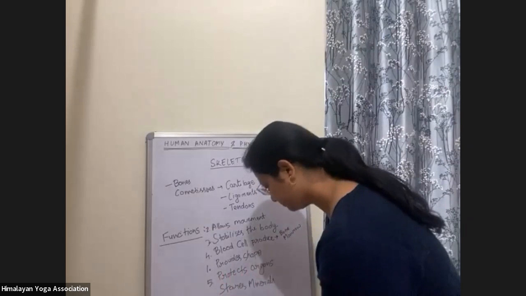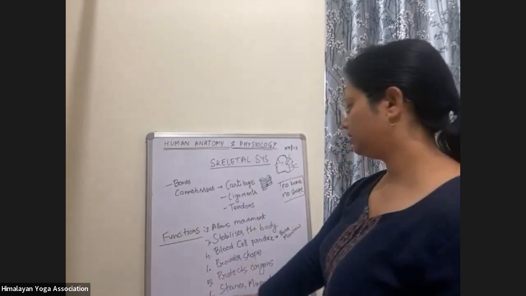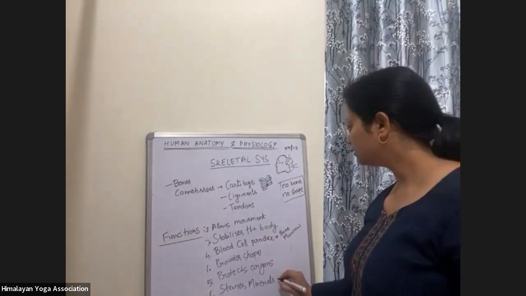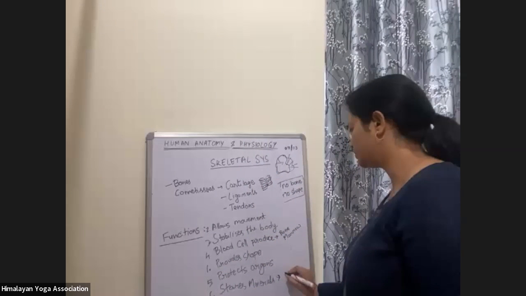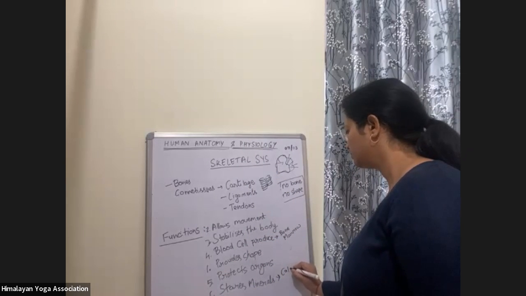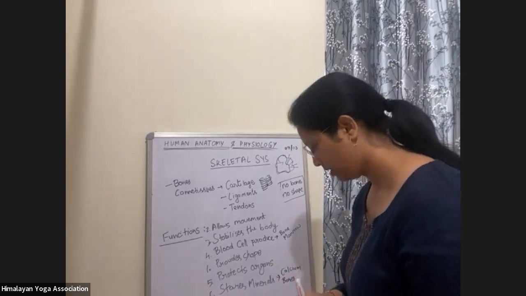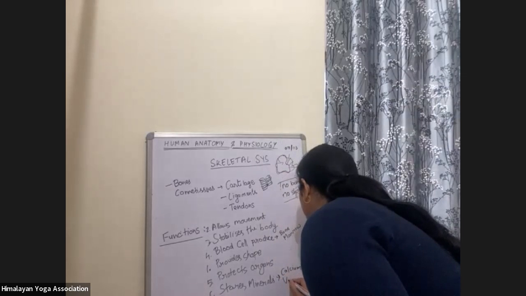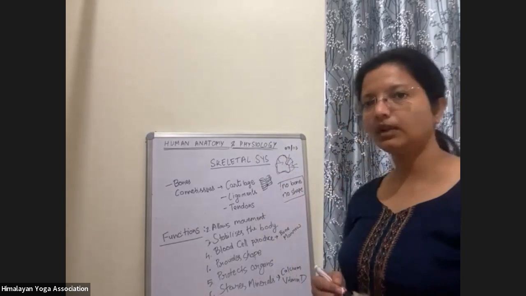Then sixth point is stores minerals. Like you must have heard that we should sit under the sun, so that we get vitamin D. So that vitamin D and calcium are stored in bones. Calcium and bones. Oh, sorry. Vitamin D. Yeah? Any confusion in that?